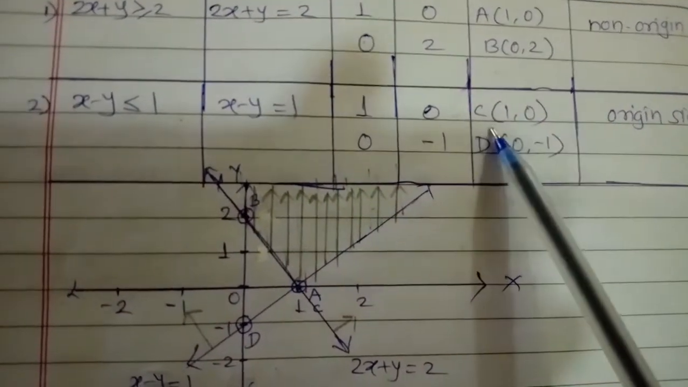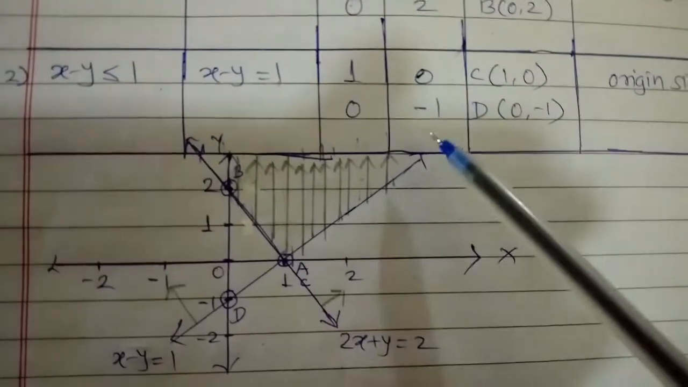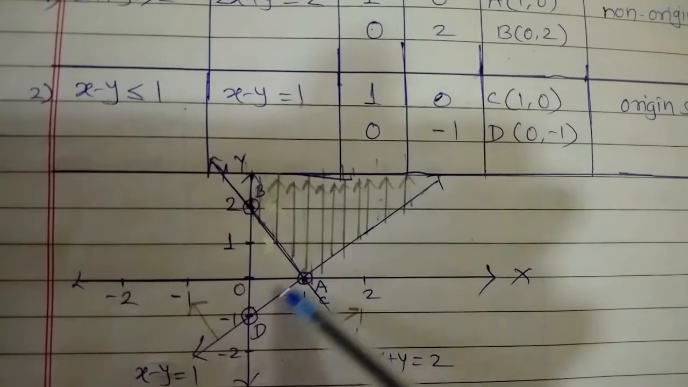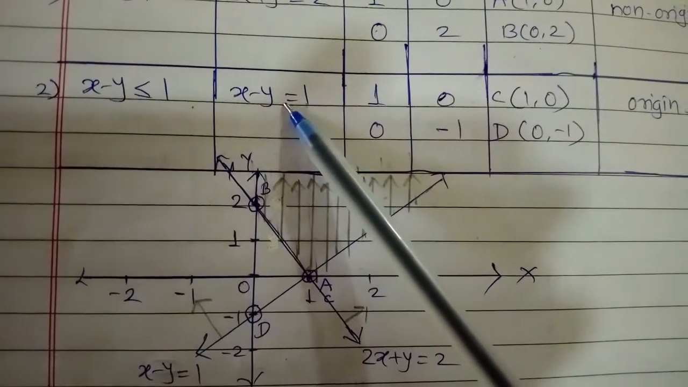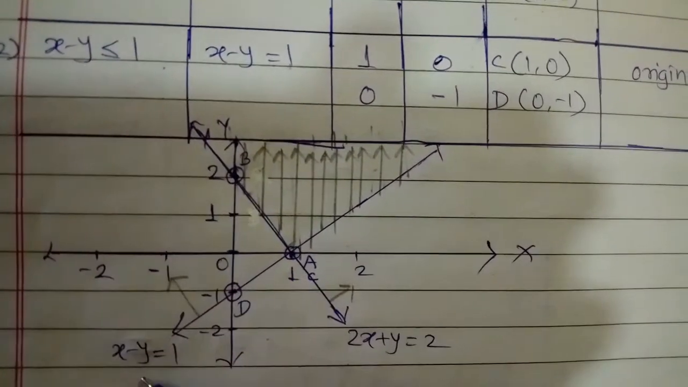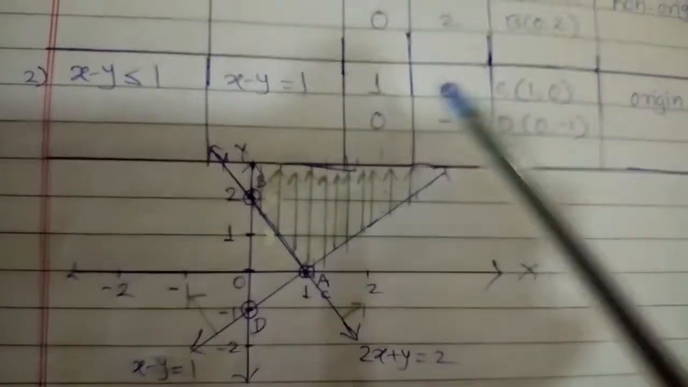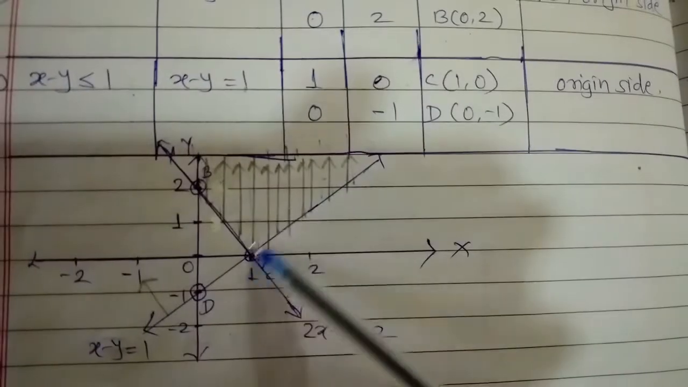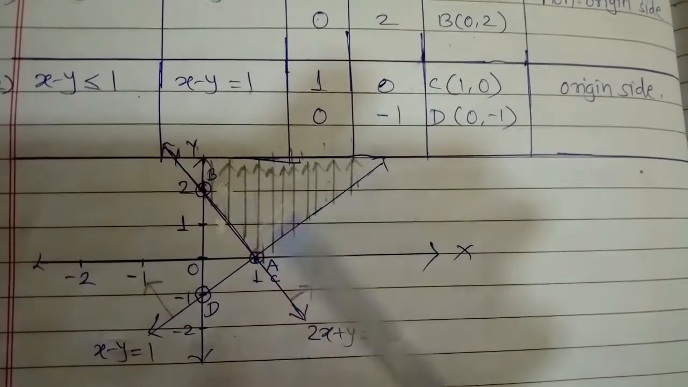And the next one is x minus y. For that we have to join these points, C and D. So here is C and D. C point is here and D point is here. We draw the line CD here, which is the graph of the equation x minus y equals 1. So here I have written the equation x minus y equals 1. Now for this line we have to draw the arrows on the origin side. So first see the line. Origin is here, so the origin side is on this side.